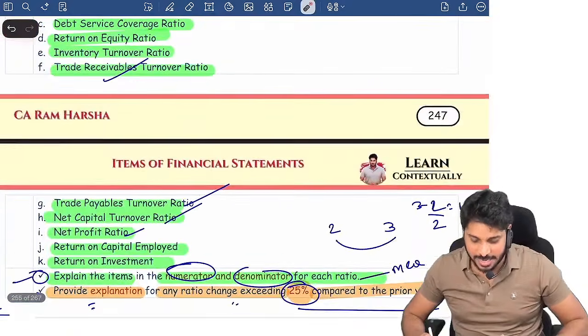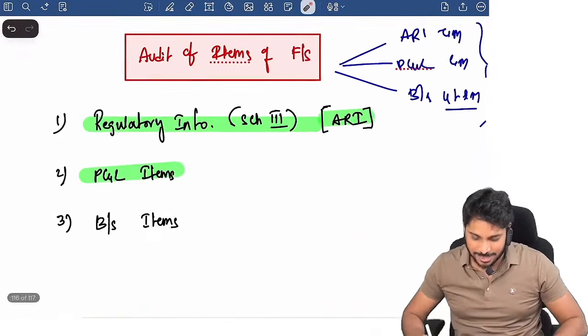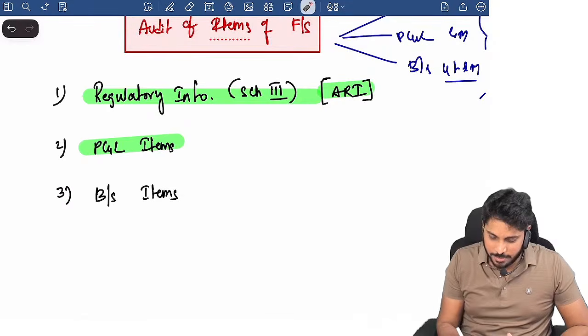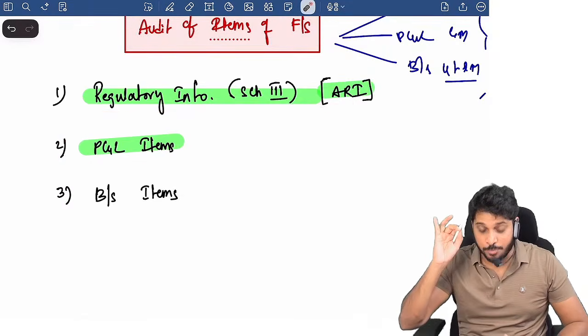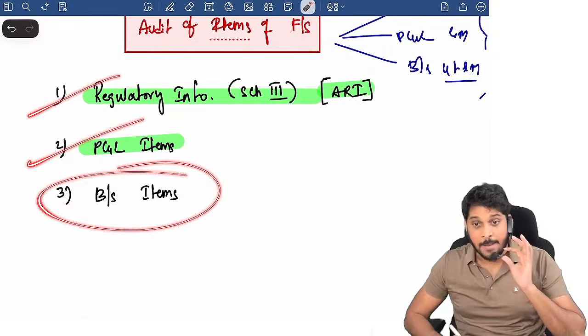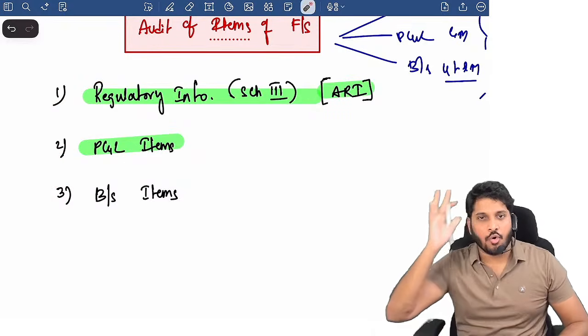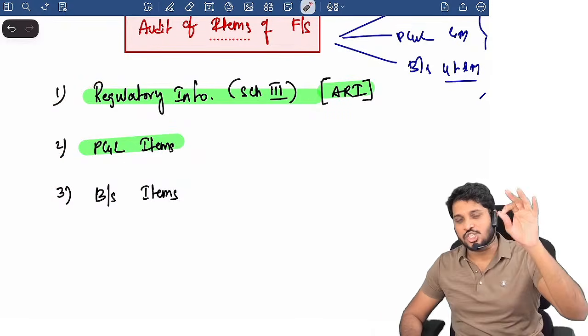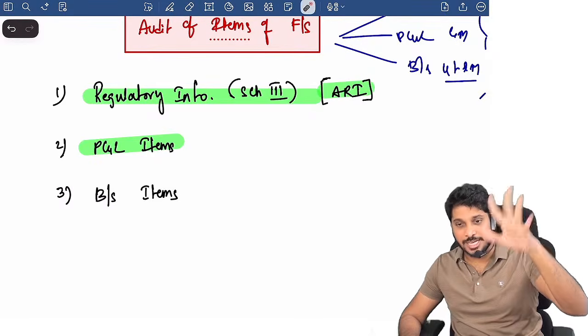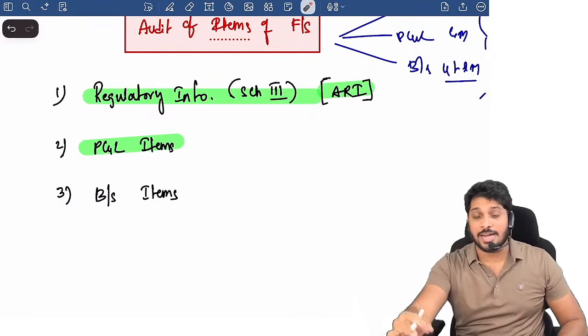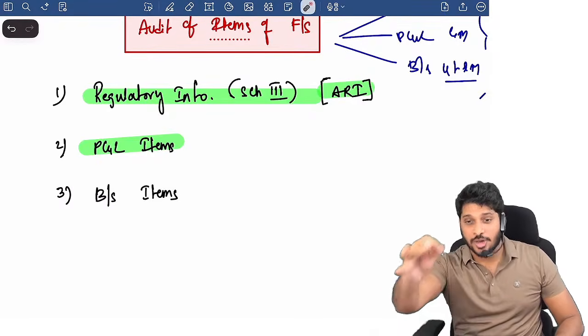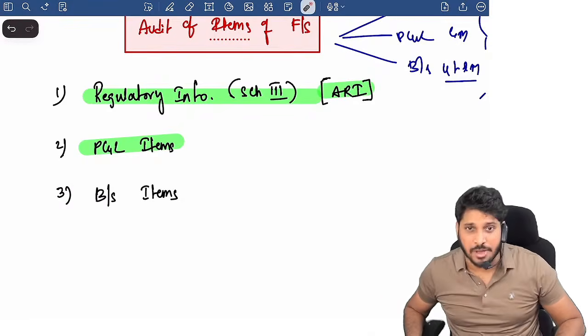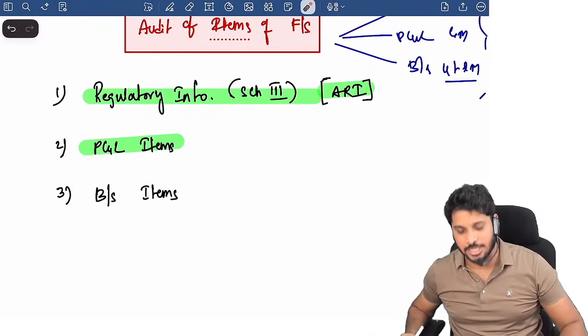With this, P&L items are also completed. Guys, we completed one more element: P&L items and regulatory information, both completed. Then we have balance sheet items. Till now, 1 hour 45 minutes non-stop without interruption we discussed, and it is very good that more than 350 students have been live throughout this 1 hour 45 minutes. Really good for your dedication. That's it.